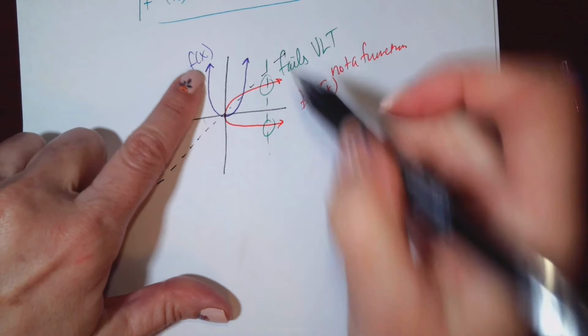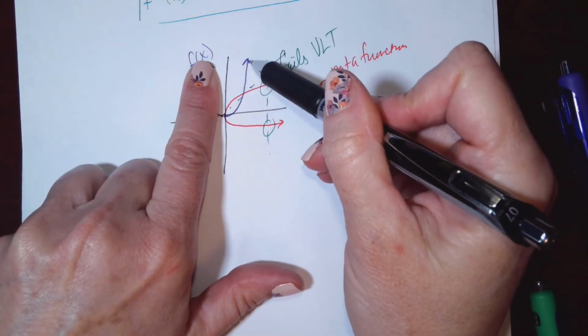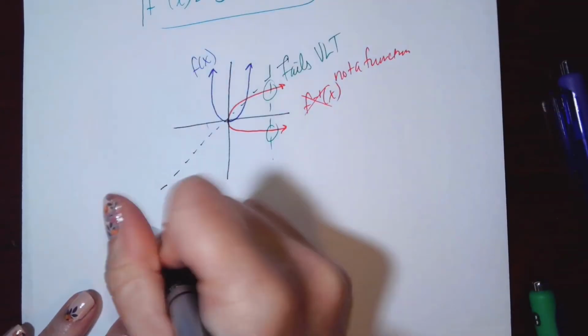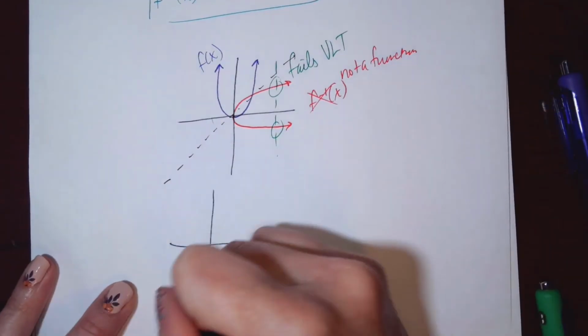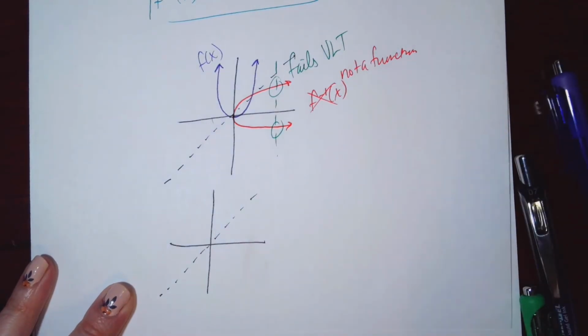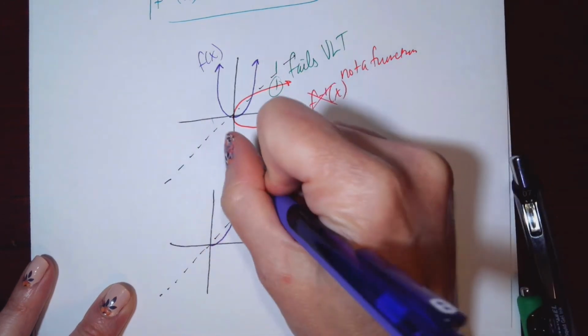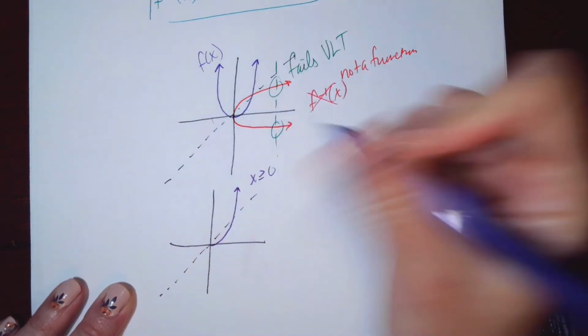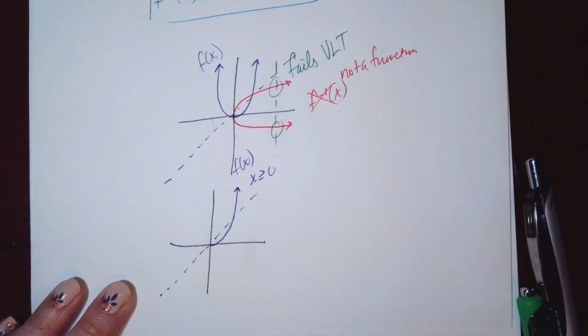So for my original function, I'm only going to look at half of my parabola. I'm going to restrict it to these positive x values. So instead of my full parabola, I'm only going to be interested in this half. X values greater than or equal to 0. F of x, such that my x values are just those positive x values.